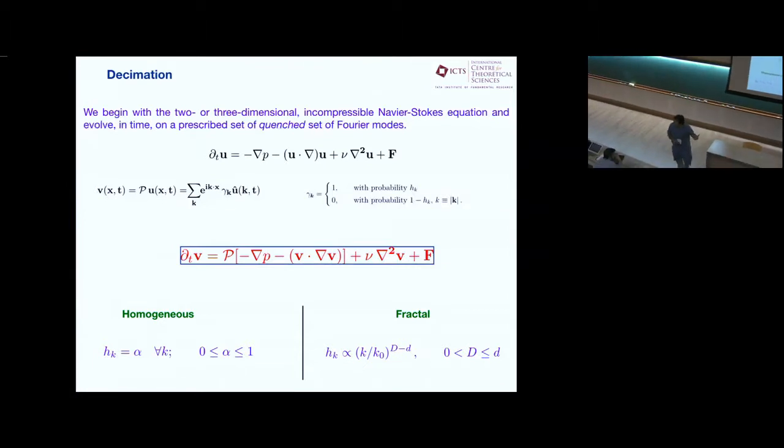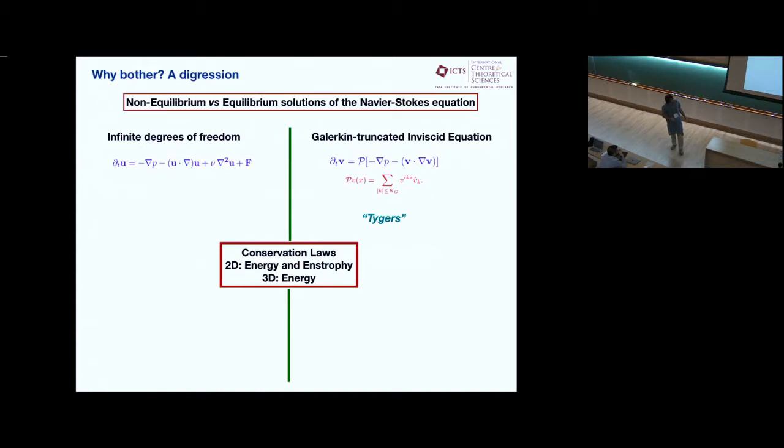So all modes exist. But now you say that either in a homogeneous way, with a given probability, as you go to each kx, ky, kz vertex, you either kill it or you keep it with a certain probability. Or you can do it in a more scale invariant way, where this probability depends on your scale k. So how far are you from the origin? And we'll see that there are interesting differences when you adopt either of these strategies.